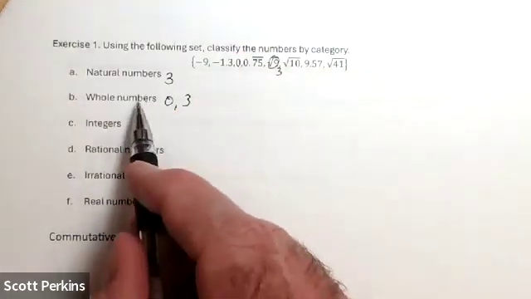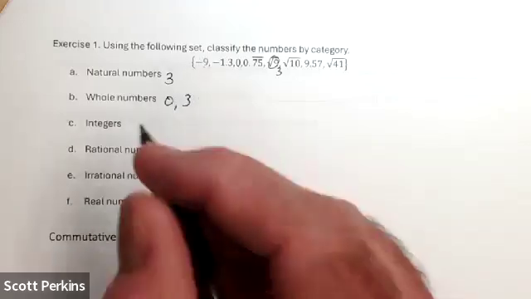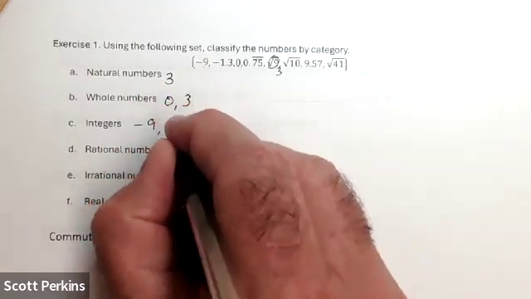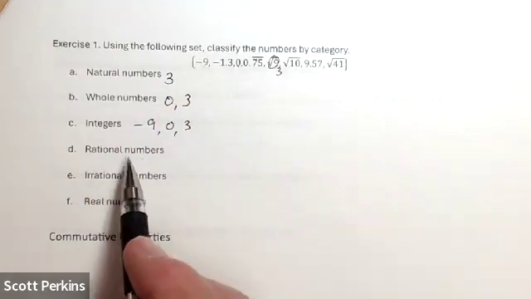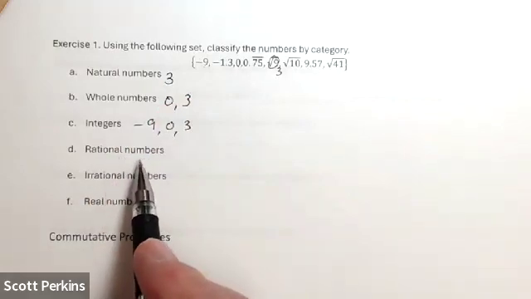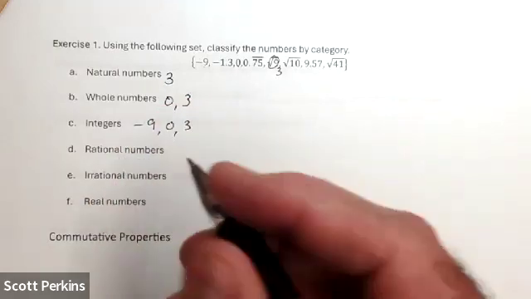Integers are the whole numbers and also their negatives. So I've got -9 and 0 and 3. Rational numbers are anything that can be written as a fraction or a decimal that terminates or repeats.